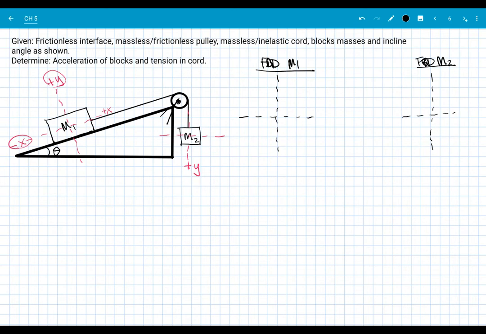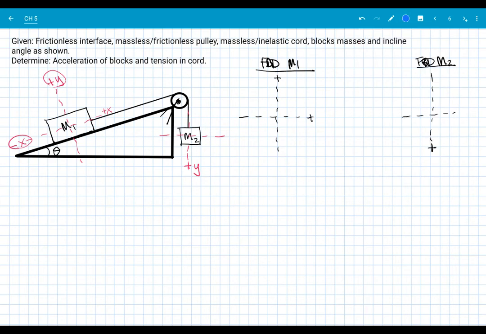Okay, so block M1, we've decided that upward and rightward are positive there. And for block M2, downward, that's only a one-dimensional motion, so I don't need to label. I'm not going to have any horizontal forces on block M2. It's just hanging there, right? So I don't need to label a sign horizontally. So let's fill in our forces here.